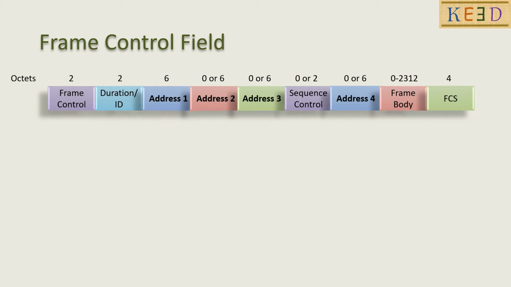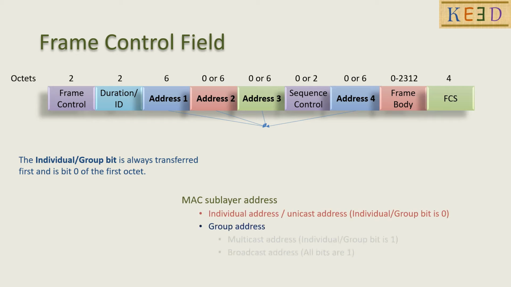Address fields represent the MAC address. The individual or group bit is always transmitted first and is bit 0 of the first octet. This is to help the receiver differentiate between an individual or group addressed frame. For broadcast, all the bits are 1.